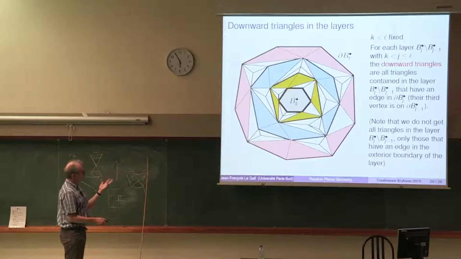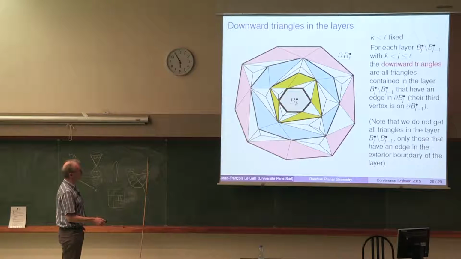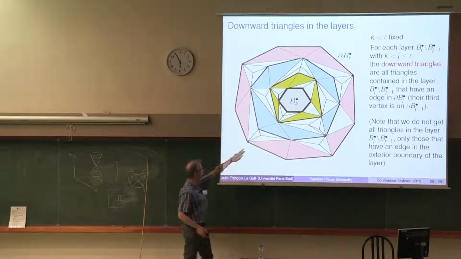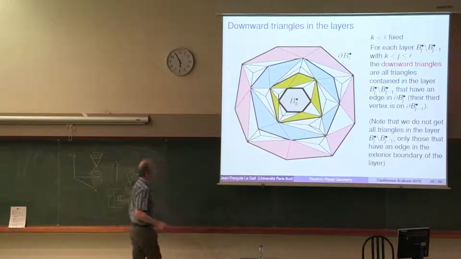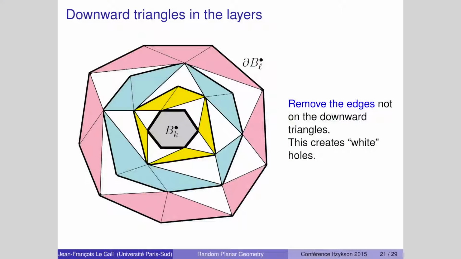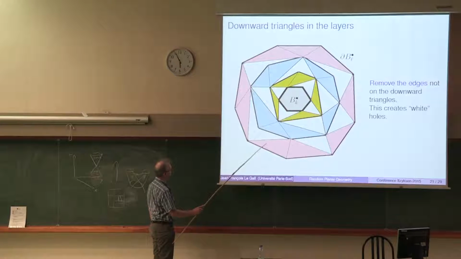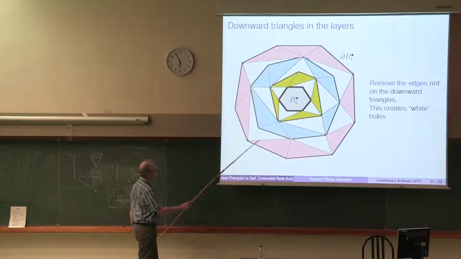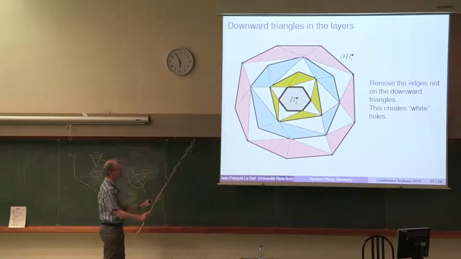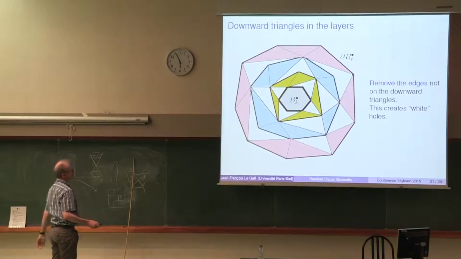Okay, so then what we do, well, we're interested in the combinatorial structure of these downward triangles. So I'm going to remove all the edges here which are not in the downward triangles. Okay, so I remove all these edges. So what remains is just a configuration of these downward triangles. And you have, of course, also white holes, like this one. Okay? And you should think that these holes have to be filled in some way, but for the moment I just leave them empty like this. Okay, so how can you describe such a configuration?